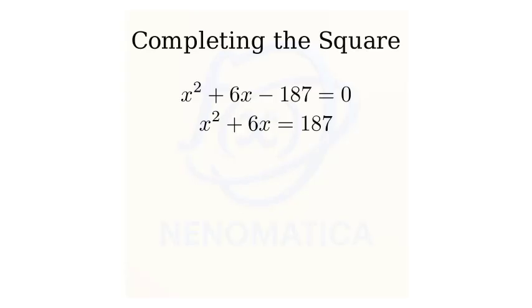To complete the square, look at the coefficient of x, which is 6. Half of 6 is 3, and 3 squared is 9. So we add 9 to complete the square.